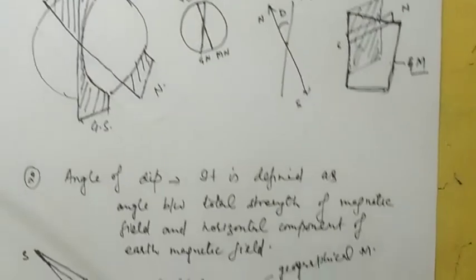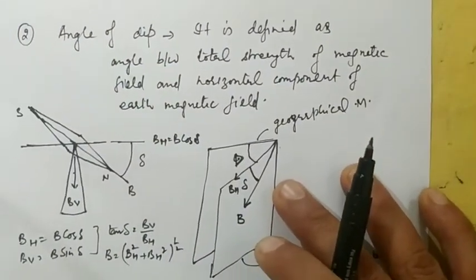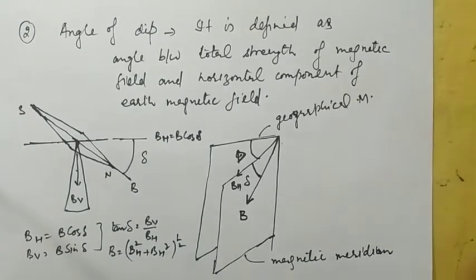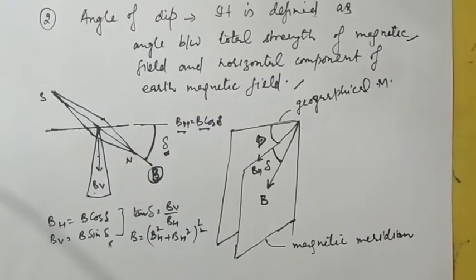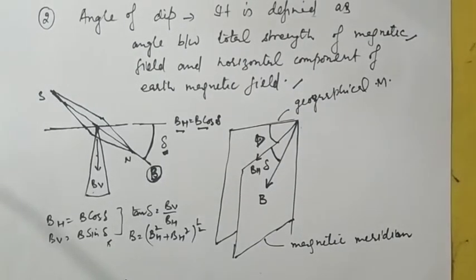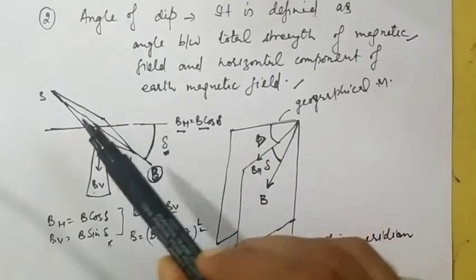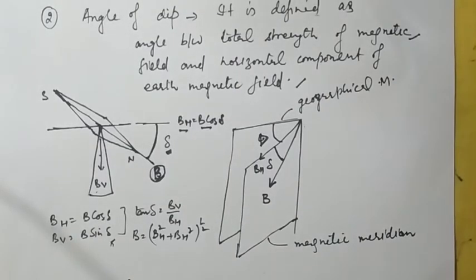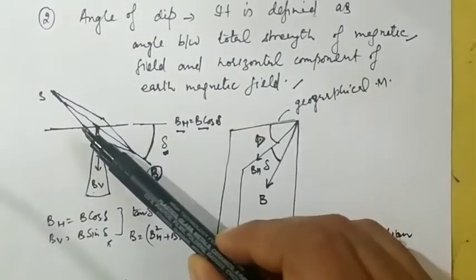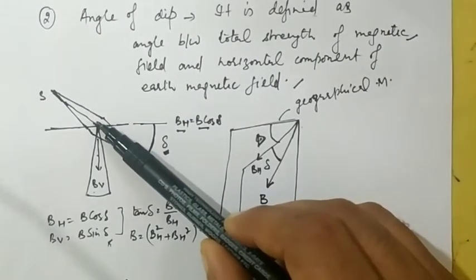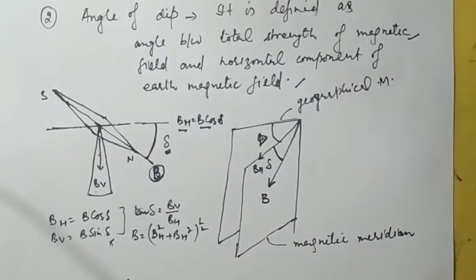Next is the angle of dip. If you hang a magnetic needle that is free to move up and down, the angle of dip is defined as the angle between the total strength of the magnetic field and the horizontal component of Earth's magnetic field. It is observed that whenever you hang a bar magnet or magnetic needle that is free to rotate up and down, the needle will not be in the horizontal direction. It will be tilted downward or upward.